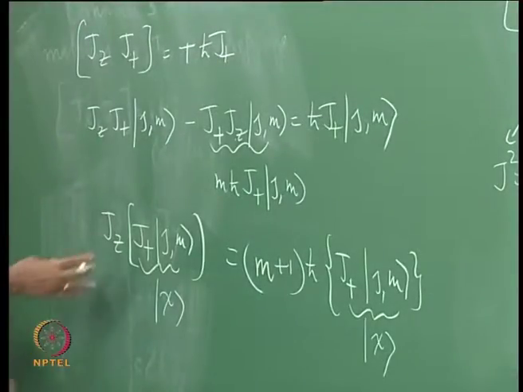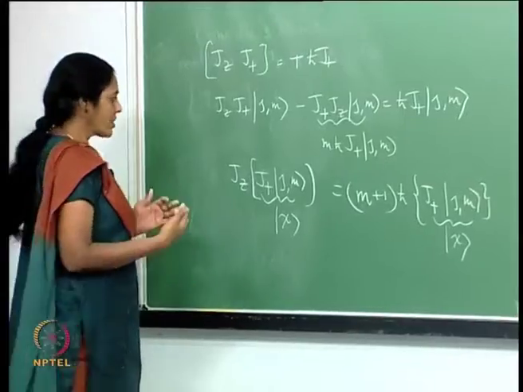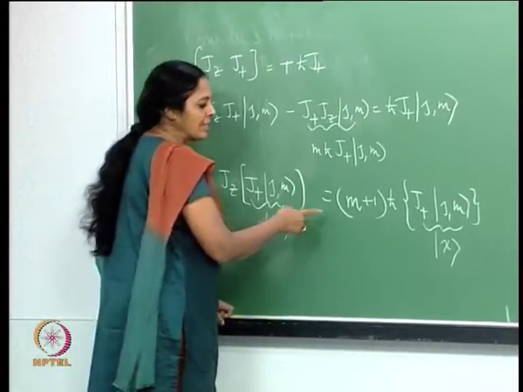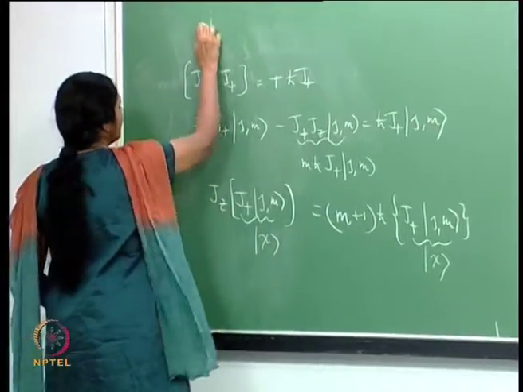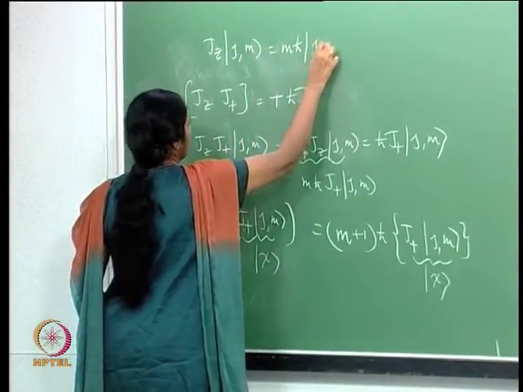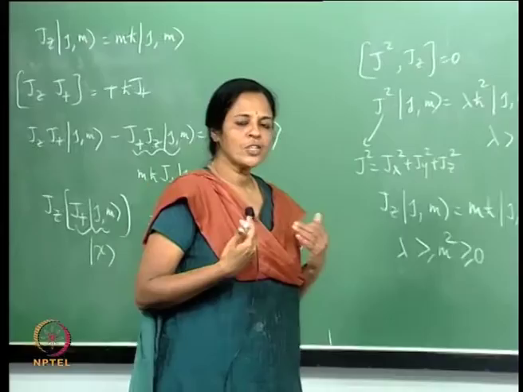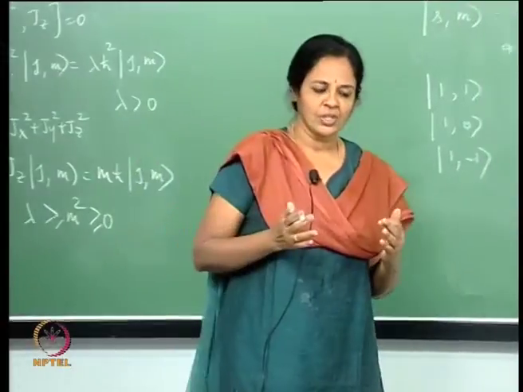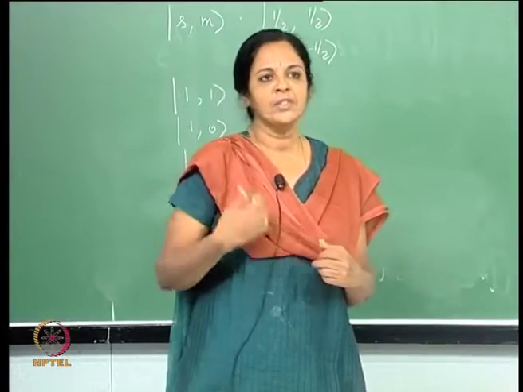I have therefore established that J plus acting on the state |j, m>, the resultant state here, is an eigenstate of Jz, but with an eigenvalue not m h cross, but (m plus 1) h cross. Recall that Jz acting on |j, m> was m h cross |j, m>. It is therefore clear that the operation of J plus on the state |j, m> is as follows. It does not seem to change the j value, but it does change m to m plus 1.